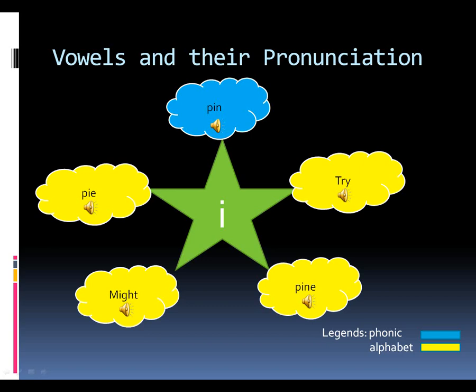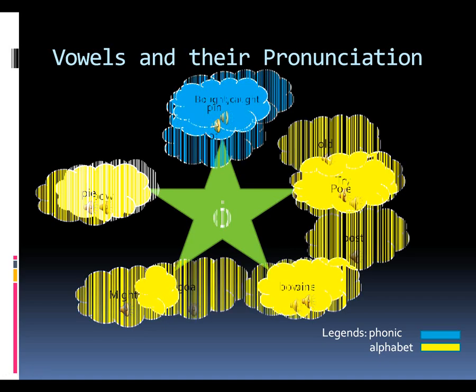I followed by GH: might, right, fight, light, bright. I ending with E: pine, dine, mine. And letter Y also sometimes produces the sound of I: try, my, sky.